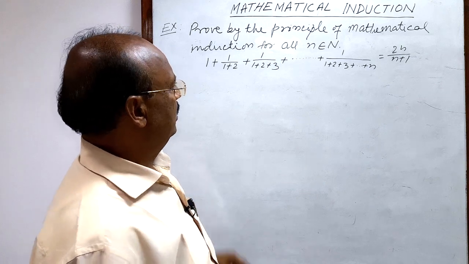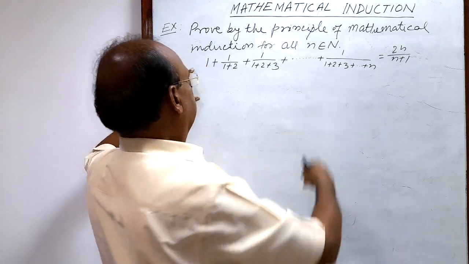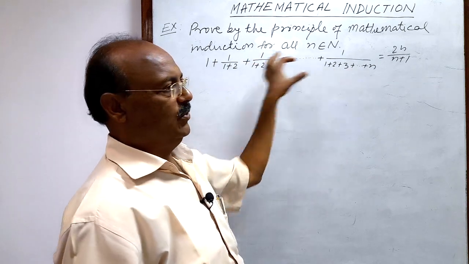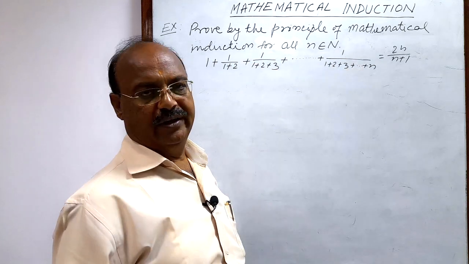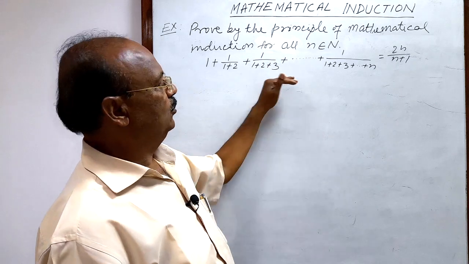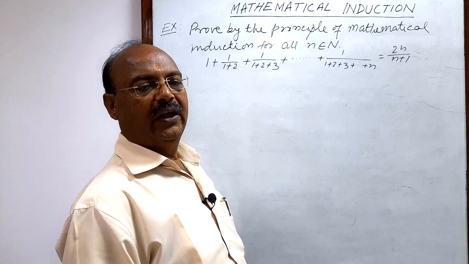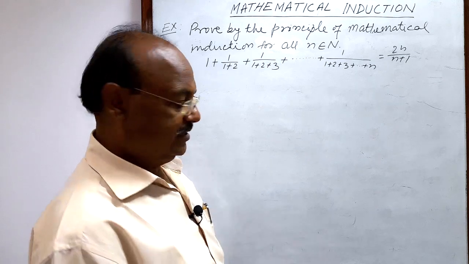Here the total number of terms is n. This is the first term, this is the second term, this is the third term, this is the nth term. So the total number of terms in the left hand side is n. So we have to prove it with the help of the principle of mathematical induction. So let us see the solution here.